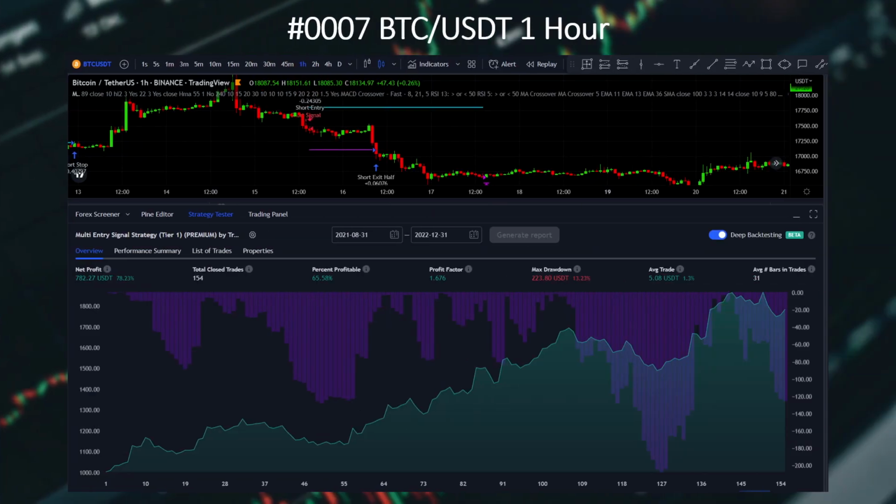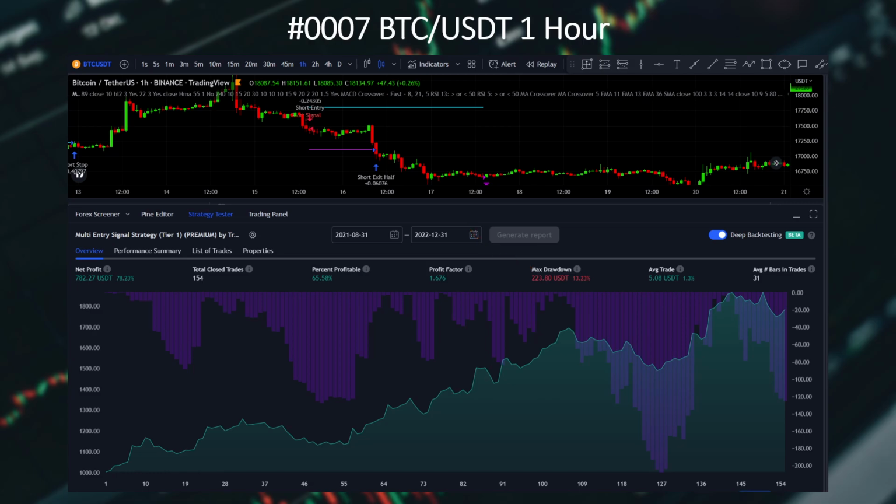Let's check out another backtest, but now on the 007 optimization. Here are the results of the 007 optimization on BTC USDT 1-hour chart. The results are generated on data just like the previous one, so before optimization release and after release price data. The backtest shows a profit factor of above 1.6, a net profit of 78%, and a max drawdown of 13.23%.